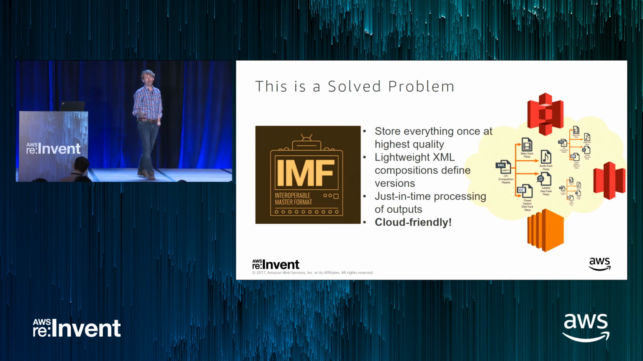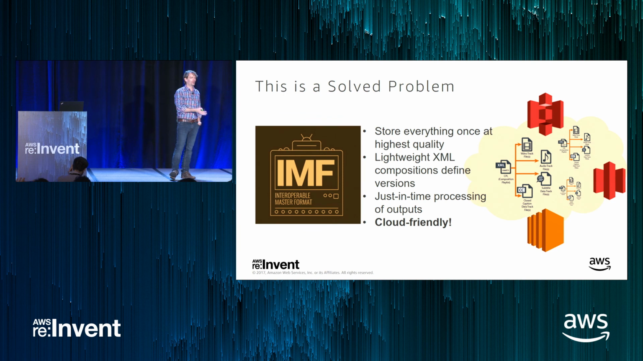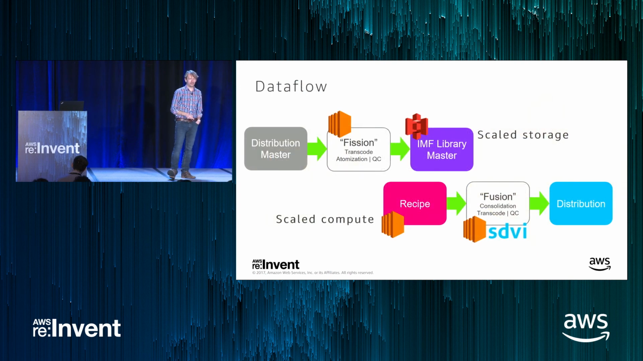And it happens to be really cloud friendly, because if you look at that model of all of those individual components that I talked about, they're objects, right? So to be able to put them in an object store is really a very straightforward thing to do. And now we've got the individual XML artifacts that are part of IMF that help us define the way that those objects link together. So that worked pretty good. So this is the data flow.